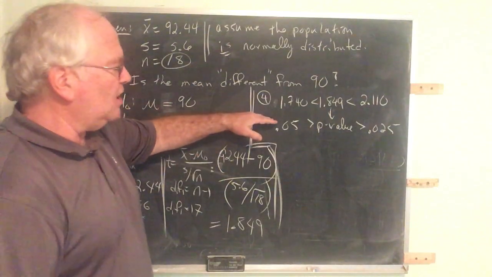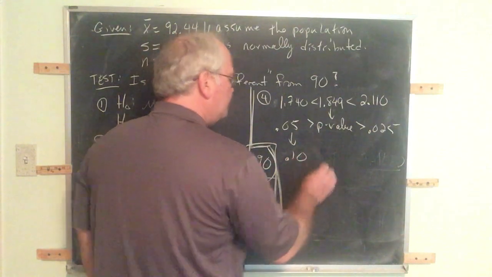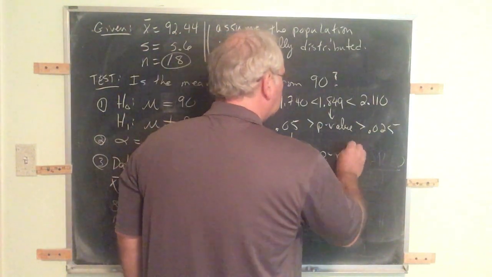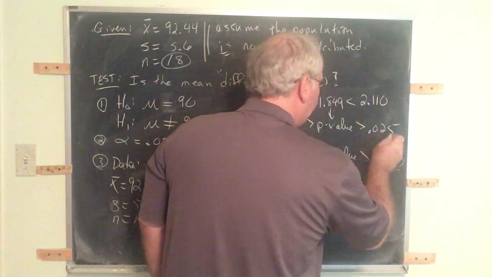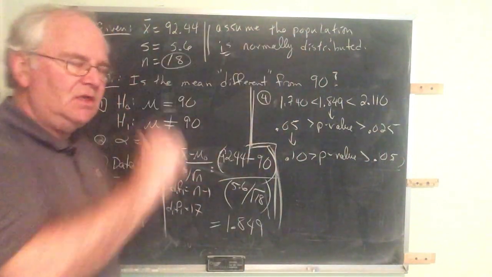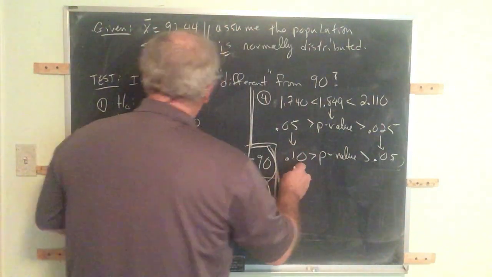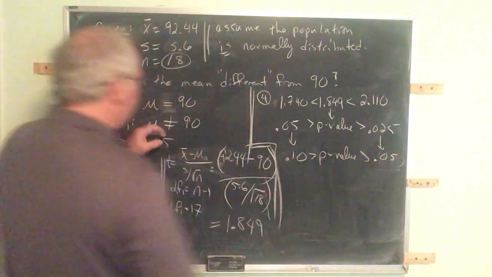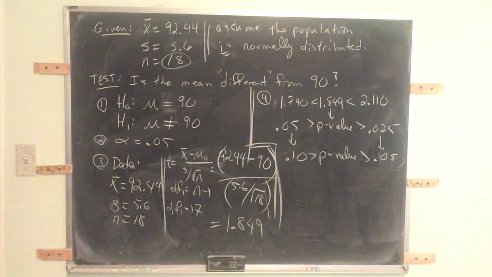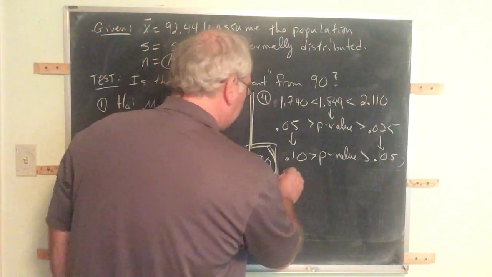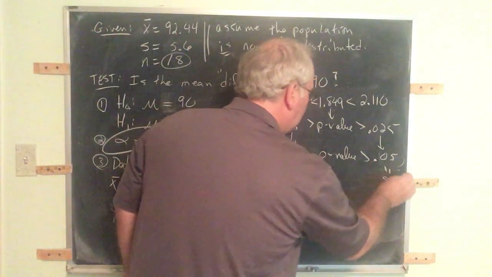So where does the doubling occur? You double this number, 0.05 doubles to become 0.10. This number doubles to become 0.05. And then you continue merrily along your little way. So we find the values at the top, and if it's a two-tailed test, they get doubled. If it's a one-tailed test, they don't. That's for our purposes in terms of the computation. That's the only difference.